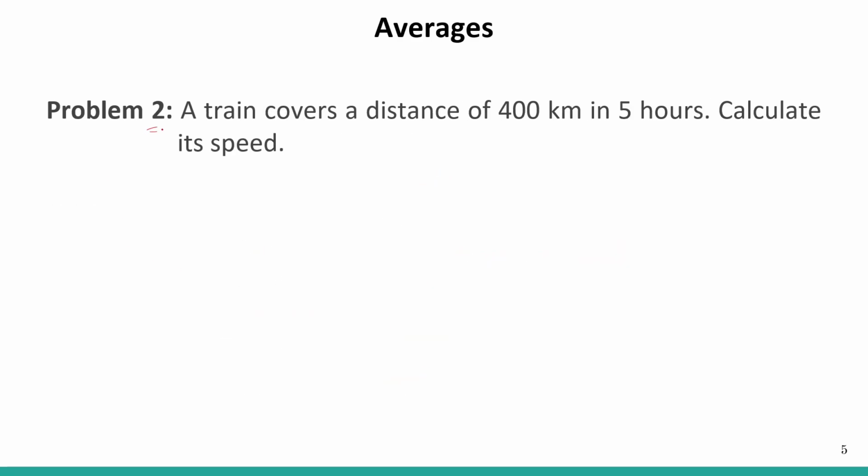Let's see problem number 2. A train covers a distance of 400 kilometer in 5 hours. If the train covers a distance of 400 kilometer in 5 hours, then calculate its speed. Again, we can use that same formula. Speed is equal to distance by time.